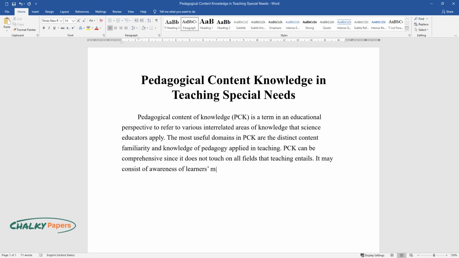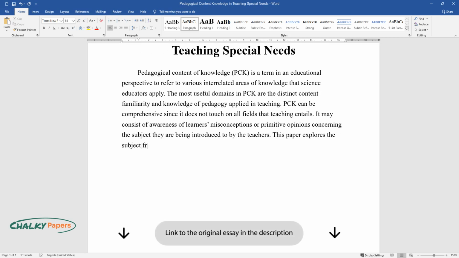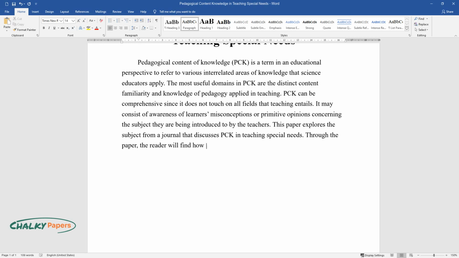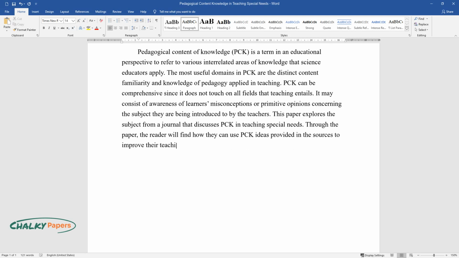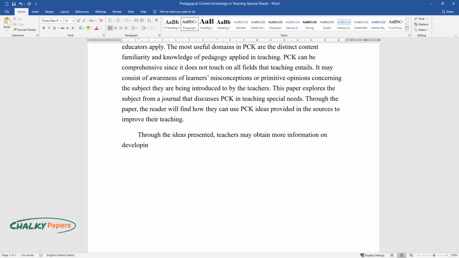It may consist of awareness of learners' misconceptions or primitive opinions concerning the subject they are being introduced to by the teachers. This paper explores the subject from a journal that discusses PCK in teaching special needs. Through the paper, the reader will find how they can use PCK ideas provided in the sources to improve their teaching. Through the ideas presented, teachers may obtain more information on developing a high-quality instructional behavior while teaching.